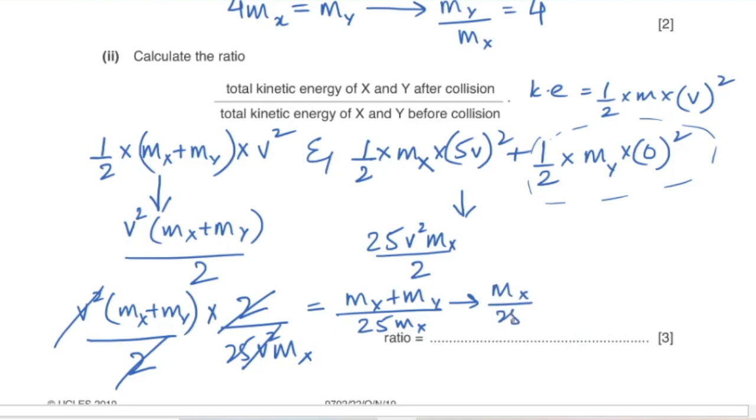Now making it simpler, mx and mx gets cancelled. So I'm left with 1 by 25 plus, we proved in the previous part that my by mx is equals to 4. So I'm left with 4 by 25. And when you add them, you'll get a ratio of 0.2.